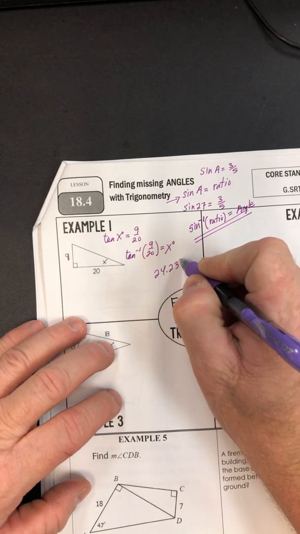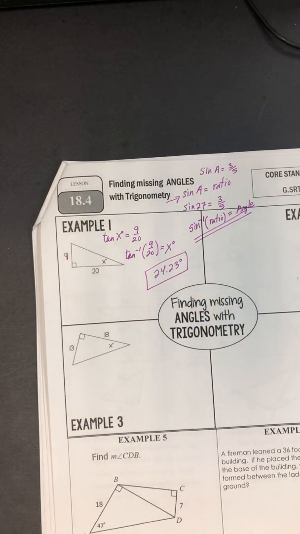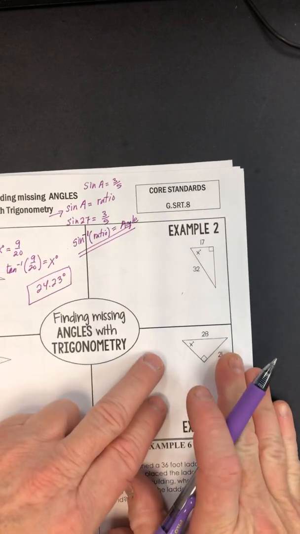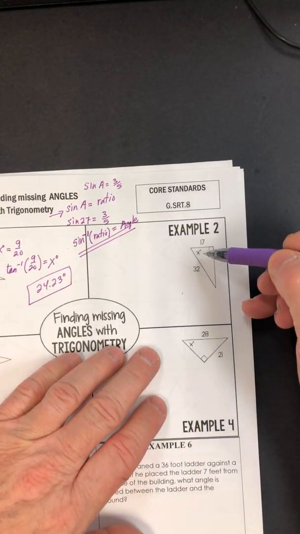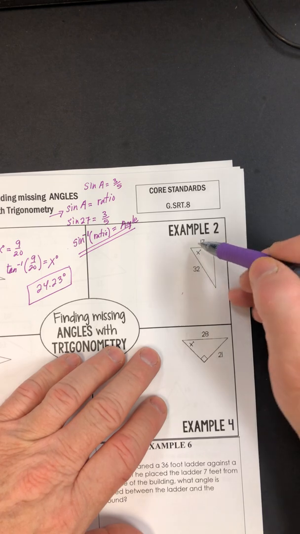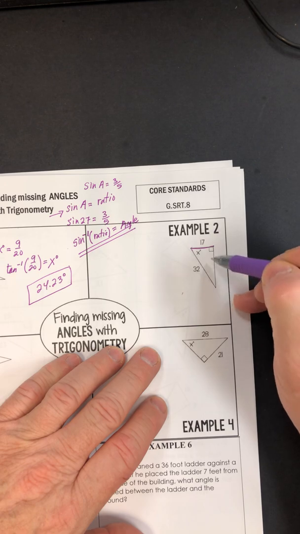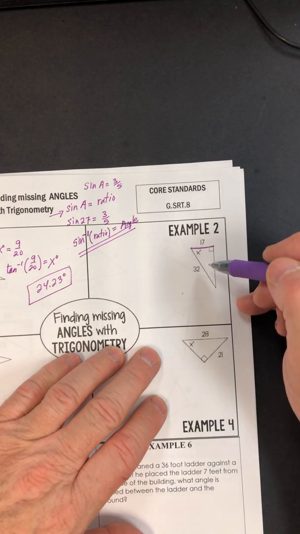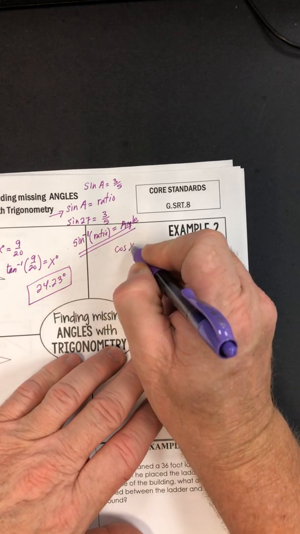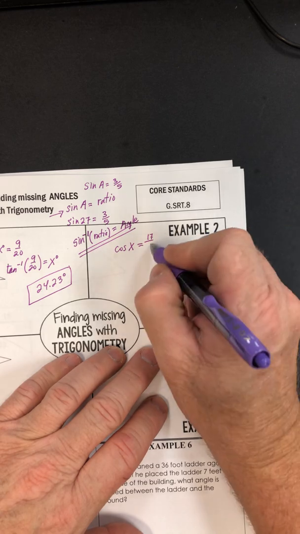Oh, 23, sure. And since this is an angle, you use the symbol for degrees. Now this one, what do we have? We don't have the angle. I mean, we're looking for that angle. We have this side, which is adjacent to that angle, and this side, which is the hypotenuse. So adjacent and hypotenuse, that's cosine. So we're going to set up the cosine of the angle equals adjacent over hypotenuse.